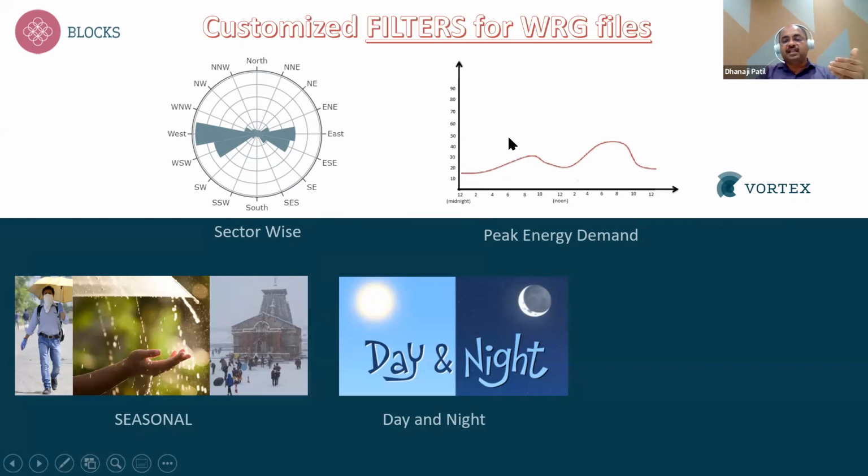Then you can see here, this is the typical energy demand graph for a day, and you can see there is a morning peak from 8 to 10 a.m. and an evening peak from 6 to 10 p.m. In Blox, as we are saving all timestamp information, we are able to filter this WRG specific to these hours. So a WRG file covering just the morning peak from 8 to 10 and the evening peak from 6 to 10 p.m., and we can analyze how much energy we have during the peak energy demand hours.